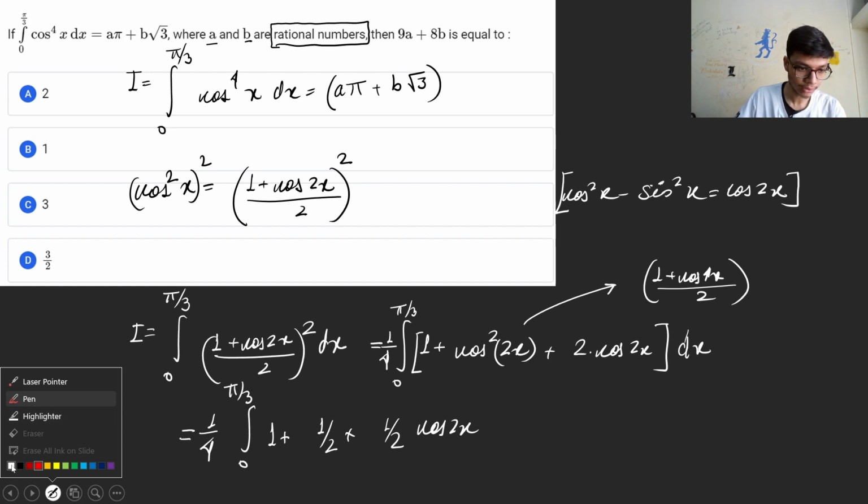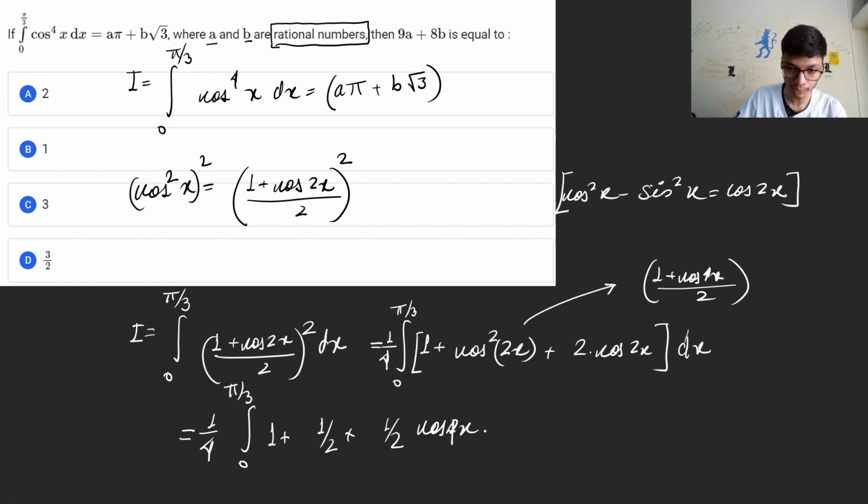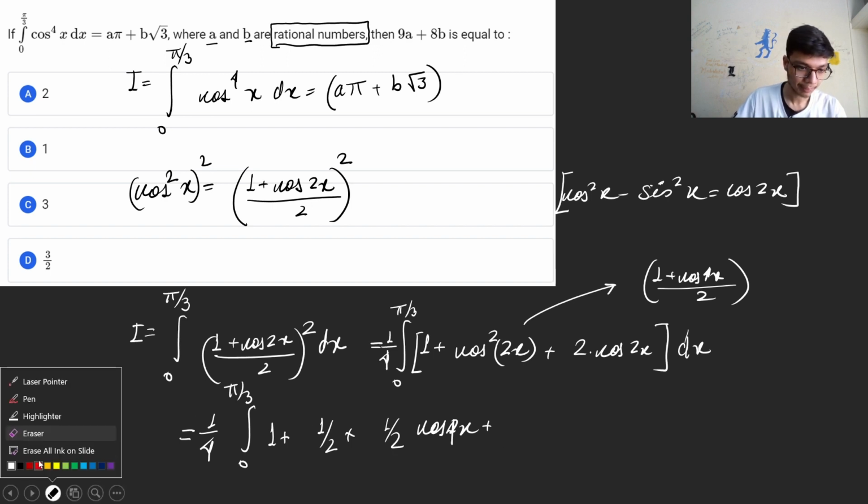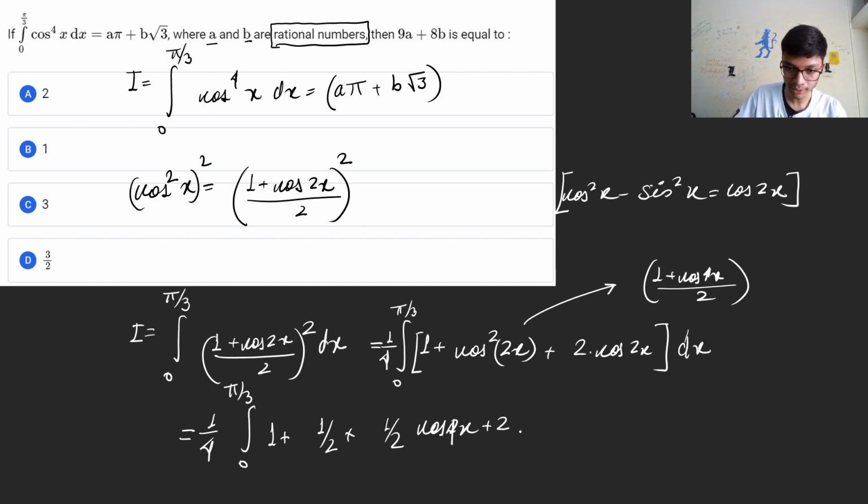Let me change this. So this is going to be cos of 4x plus 1 by 2. Okay, I have written 1 by 2 already. So then let us erase it and write, and that's going to be 2 times cos of 2x. Okay, so this is the integrand, and therefore this is basically the format which is easy for integration. And you know the formulas for all. So let us move forward and solve the integration.